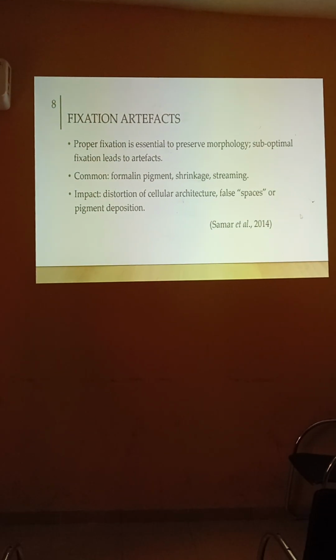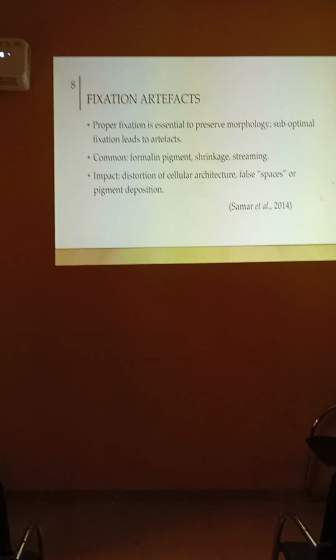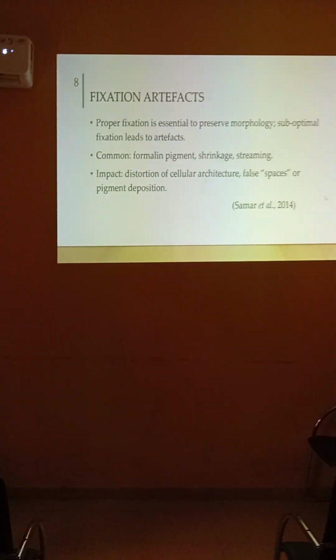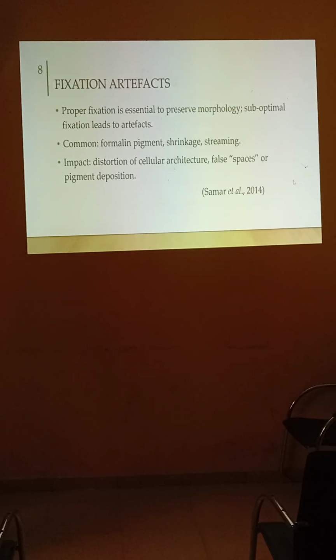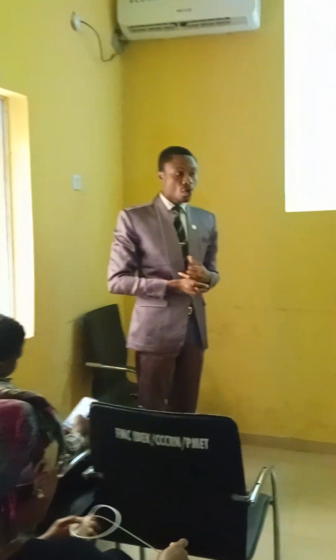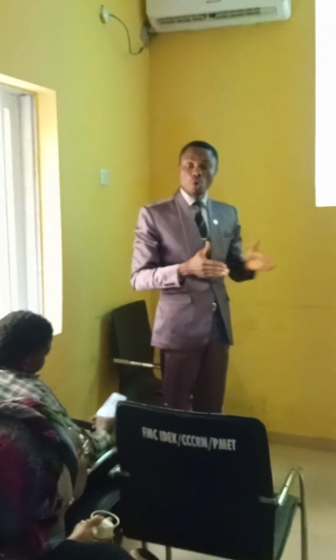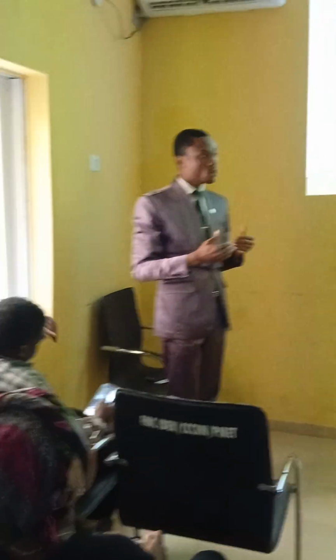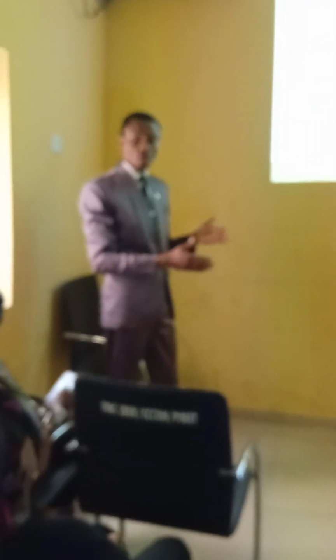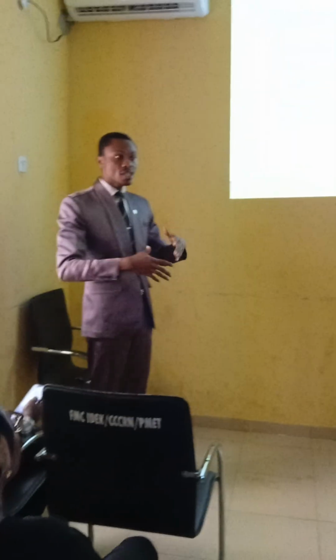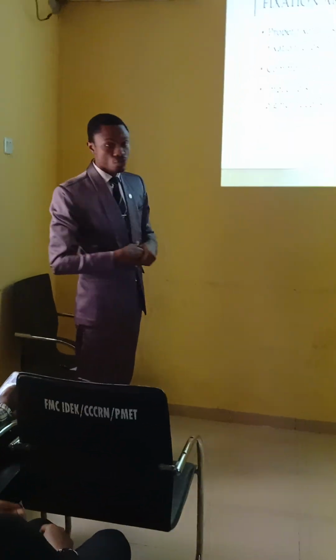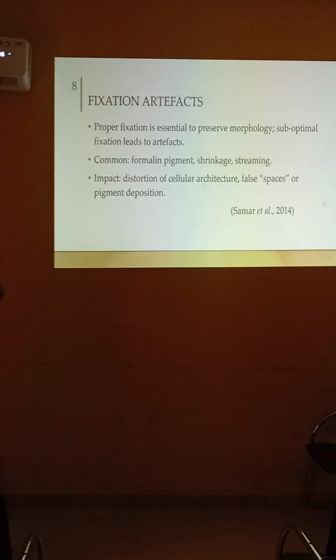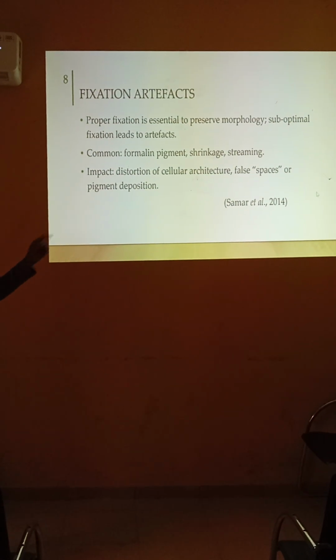The next slide. We have the fixation artifact. This one is introduced during fixation. It could be due to poor fixation, maybe because the fixative used is not the standard fixative. Or it could also be due to prolonged fixation. That is, instead of the normal timing for fixating the tissue, it stays for a longer time. That can also introduce artifacts. Some of the artifacts you can find under this stage are the formalin pigment, shrinkage and then the streaming. Let's go to the next slide so we'll see the plates.